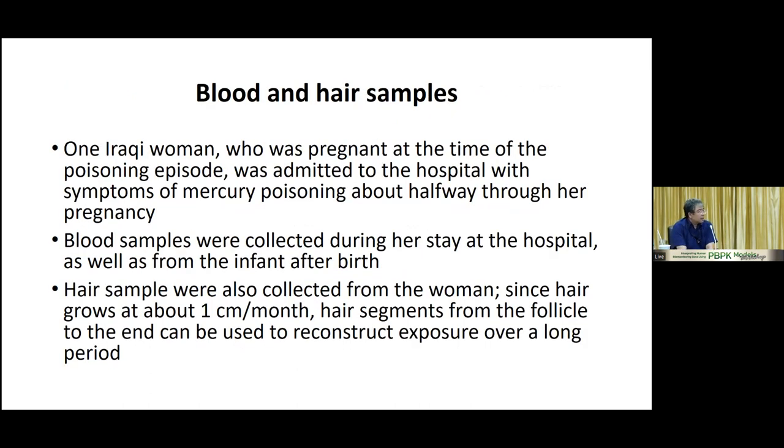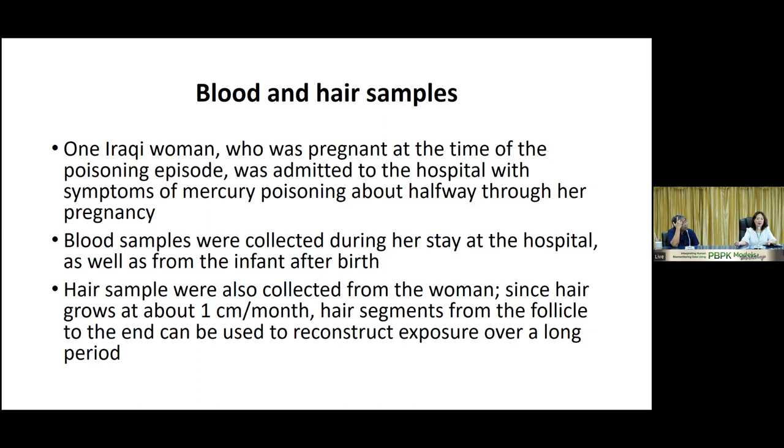Okay, so one woman who was pregnant at the time of the poisoning had symptoms. So she was sent to the hospital, and it was about halfway through her pregnancy. And when she was at the hospital, they took some blood samples from her. And then after she gave birth, they also took blood from the baby. So they have blood samples from the mom when she was pregnant and also a blood sample from the infant after the baby was born.